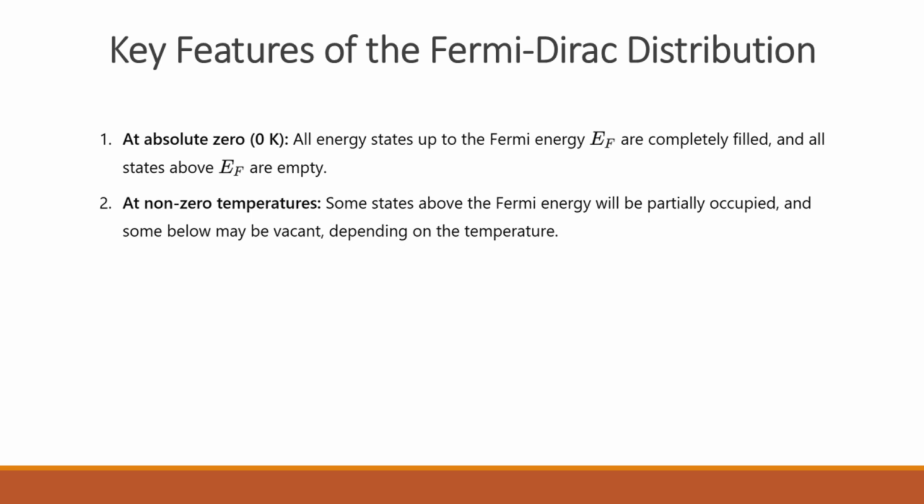Fermi-Dirac distribution applies to fermions, which follow the Pauli exclusion principle, preventing more than one particle from occupying the same quantum state. At absolute zero, all energy states up to the Fermi energy are filled, while those above are empty. As the temperature increases, some states above the Fermi energy become occupied, and some below may become vacant, reflecting the distribution's sensitivity to temperature changes.